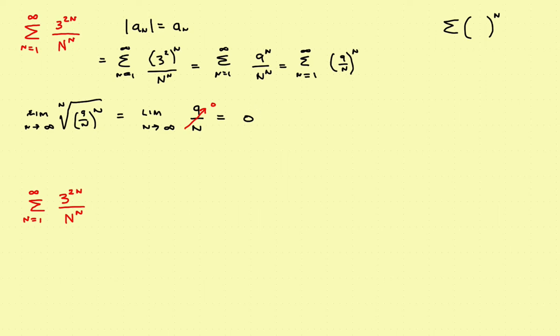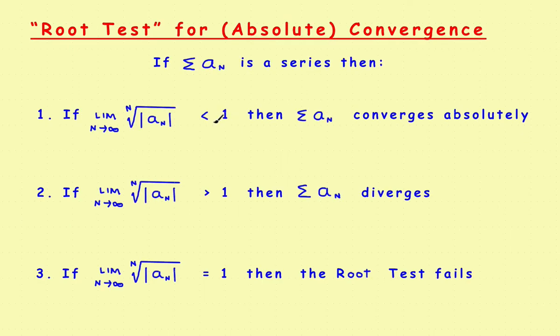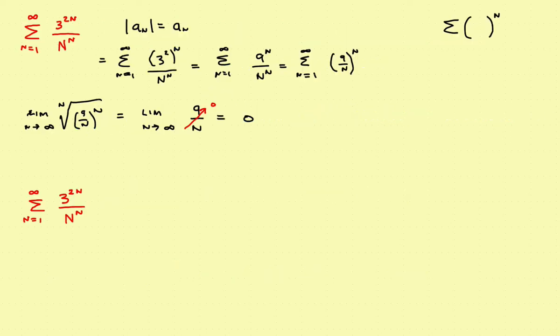Now, looking at your rule, you found the limit was 0. The rule says that if the limit is less than 1, and 0 is less than 1, then the original series converges absolutely. So since that is less than 1, you have shown that the original series converges absolutely.